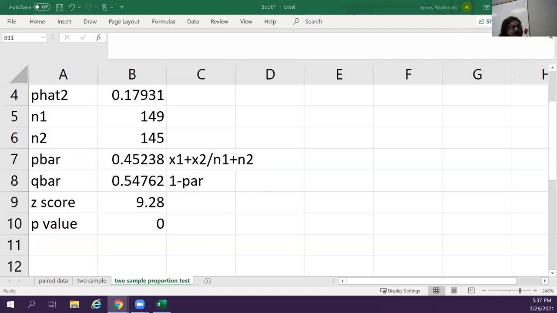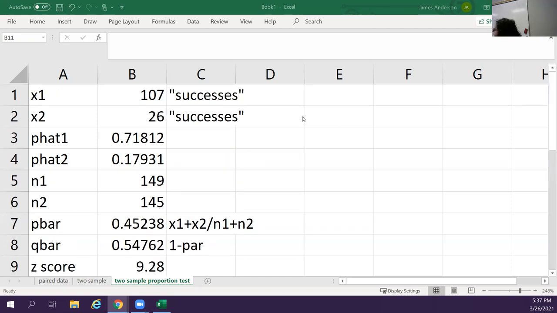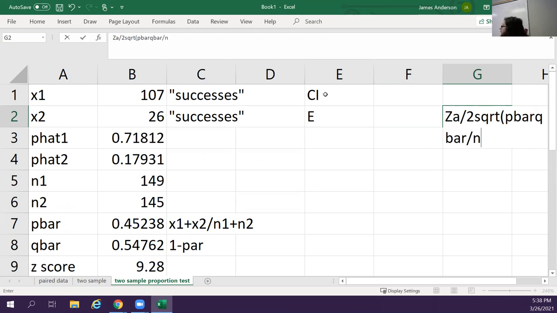Confidence interval. I did not do that one yet. Let me go ahead and make sure I have that. So to do a confidence interval, the E is equal to the Z alpha divided by 2 times the square root of p-bar 1 q-bar 1 over n1 plus p-bar 2 q-bar 2 over n2.